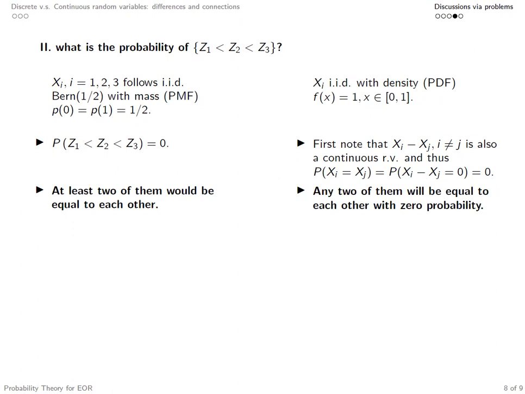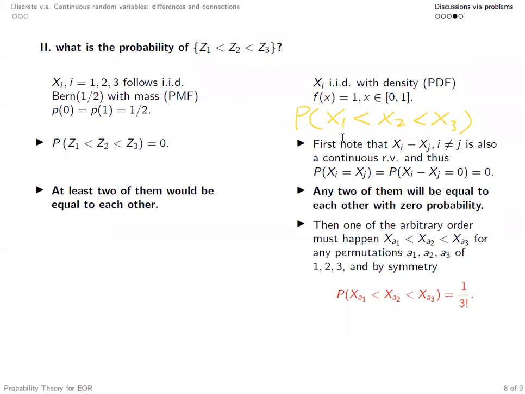Then how do we proceed to the next stage? How do we calculate the probability, for example, of the specific order x1 strictly smaller than x2 and strictly smaller than x3? You can pause the video at this moment and try to figure out the following. Well, we know if they cannot be equal to each other, then one of the orders has to happen. So one of the arbitrary orders must happen: xa1 strictly smaller than xa2 and strictly smaller than xa3, for any permutation a1, a2, a3 of 1 to 3.